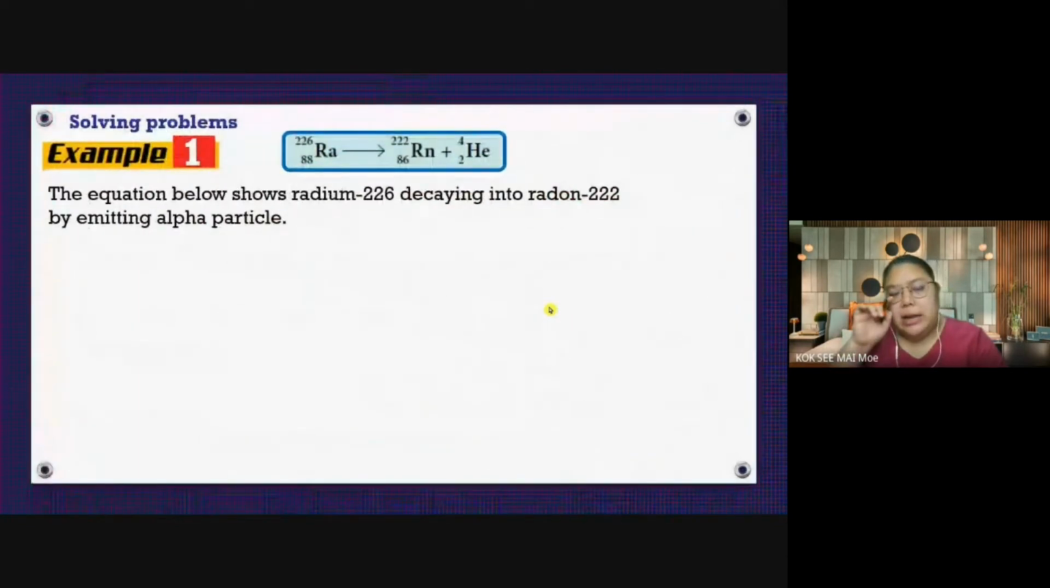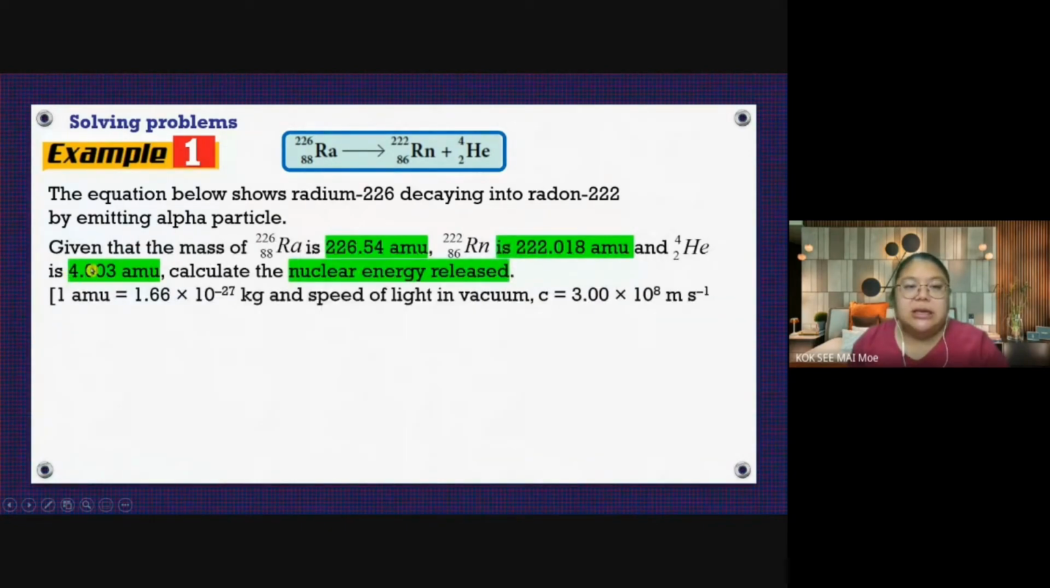Okay, we're going to see one example. The equation before showed radium-226 decaying into radon-222 by emitting an alpha particle. Now the question gives the masses: Ra, AMU, Rn, and then after that, helium. Calculate the nuclear energy.